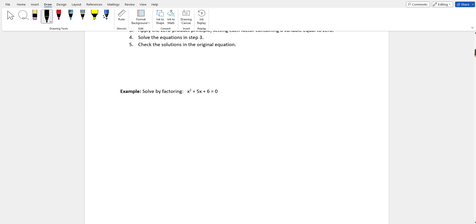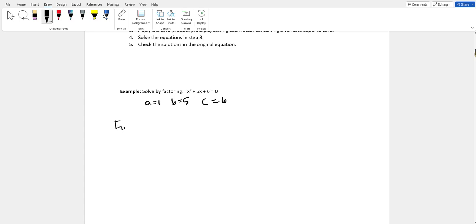So in this first problem, we're going to solve by factoring. It's x squared plus 5x plus 6 equal to 0. So once again, it's assumed you know how to factor, but I'm going to show you my steps. So a is equal to 1. A is the number in front of x squared, and you don't see a number, but it will be 1. B is 5, C is 6.